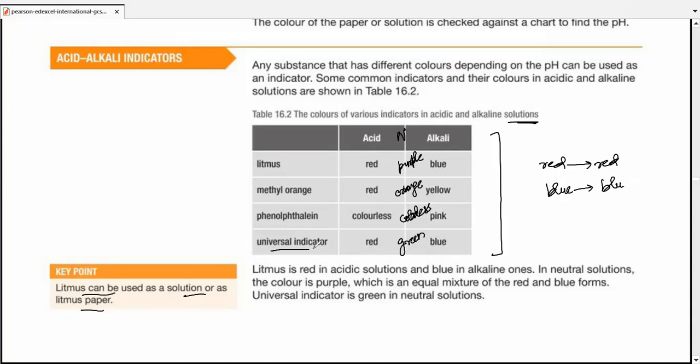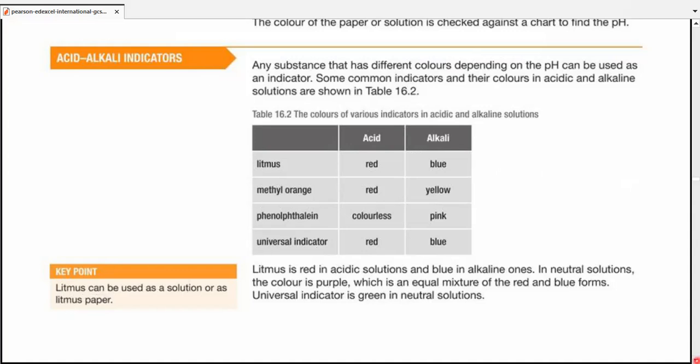That's why we started using universal indicator paper. At least it would show green in neutral systems. All right. Okay. Well, let's move on.